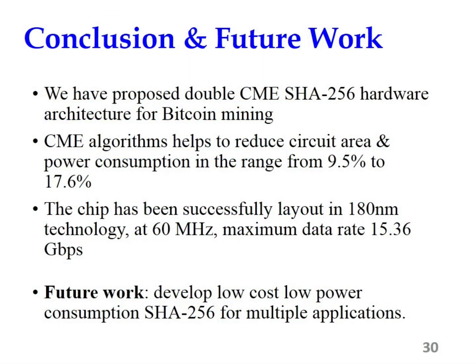Ultimately, we want to introduce the conclusion and future work. We have proposed the Compact MessageExpander SHA-256 hardware architecture for Bitcoin mining, and the Compact MessageExpander algorithm helps to reduce circuit area and power consumption in the range from 9.5% to 17.6%. The chip has been successfully laid out in 180 nanometer technology with a 60 megahertz maximum clock and a data rate of 15.36 gigabytes per second. In future work, we will develop low-cost, low-power consumption SHA-256 for multiple applications.